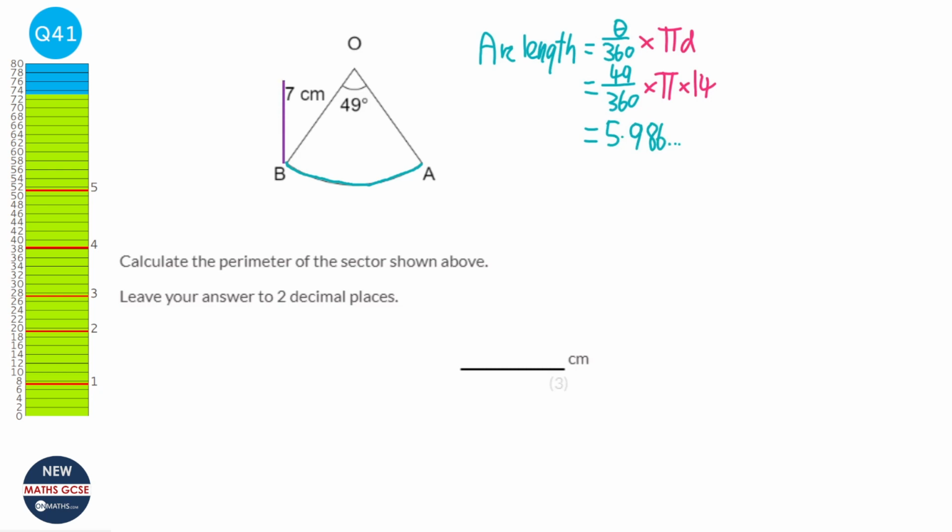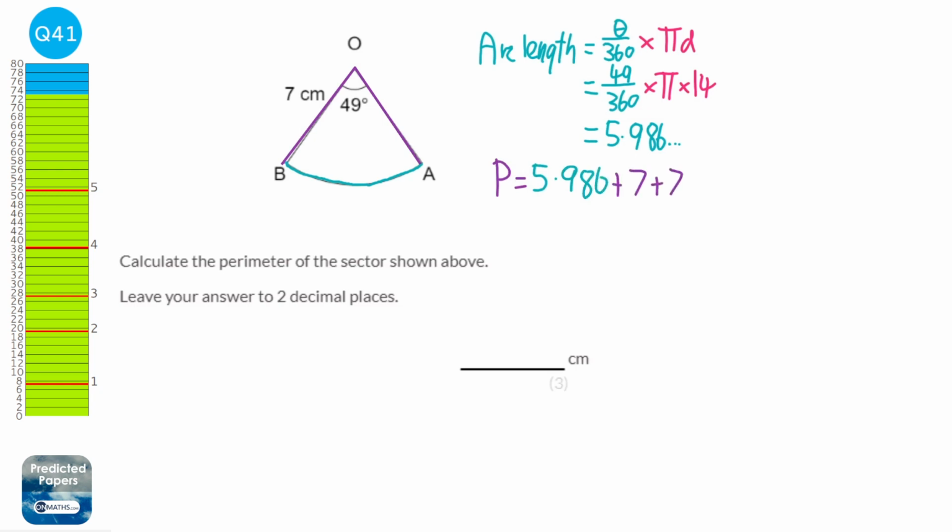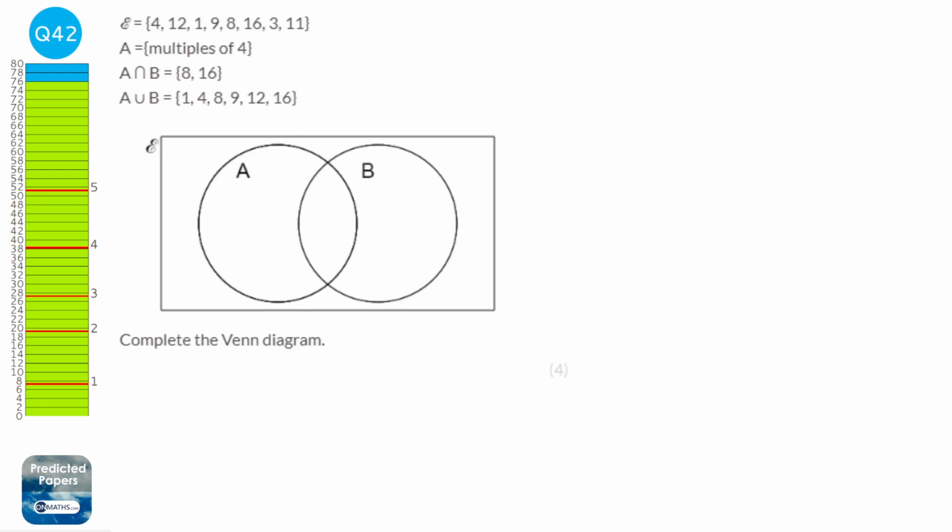Perimeter needs to include these parts here. So the perimeter will be the 5.986 plus a radius plus another radius. And when we do that, we get 19.986, and so on. And we want to round it to 2 decimal places, so that will be 19.99 centimetres.